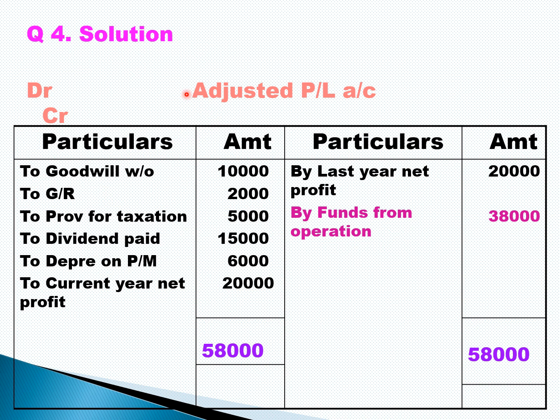So students, this is the answer for the fourth. Goodwill written off 10,000, GR transfer 2,000, that's last year 30,000, current year 32,000. So 2,000 is an additional GR. Then provision for tax 5,000, then dividend paid given in the adjustment 15,000, then depreciation on plant and machinery given in the adjustment 6,000, then current year net profit 20,000, then last year net profit 20,000. So total of debit side minus the credit side, you get funds from operation 38,000.